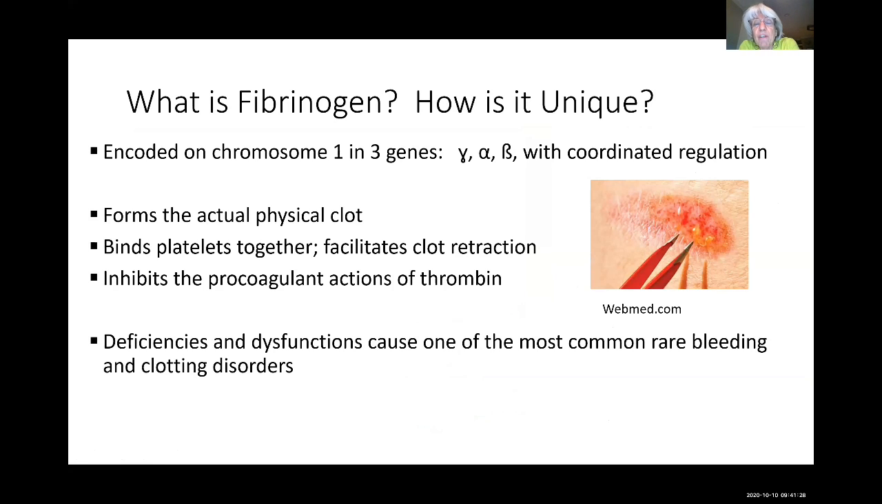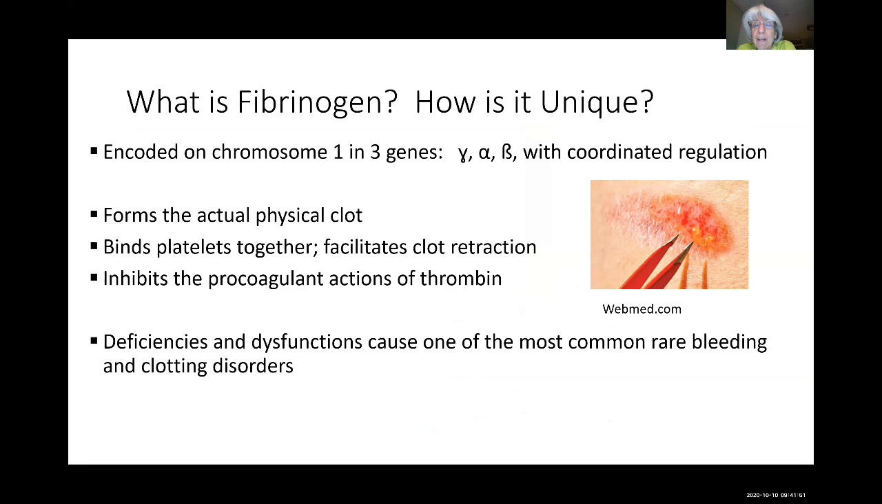The 3 genes are very interesting because they're all encoded on the same chromosome, chromosome 1, and they're in line with each other. Interestingly, although there are 3 distinct genes, they're regulated in a very coordinated fashion. So all 3 are turned on together and turned off together, so that in the normal state, you have equal amounts of all of the chains.